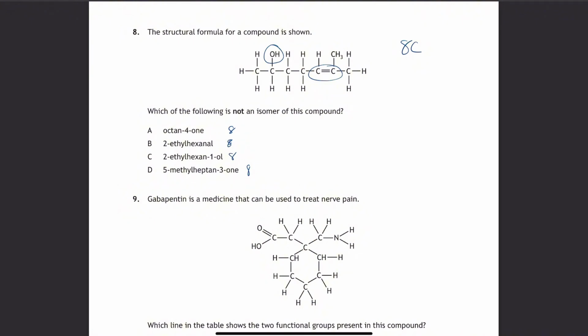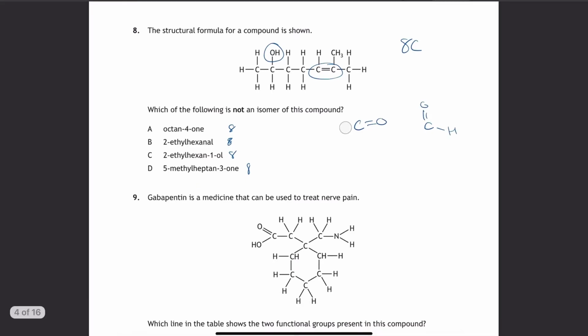Octanone is a ketone, which has a carbonyl group, so that involves a double bond. Hexanal is an aldehyde, which also has a carbonyl group, so again it's got an oxygen and a double bond.